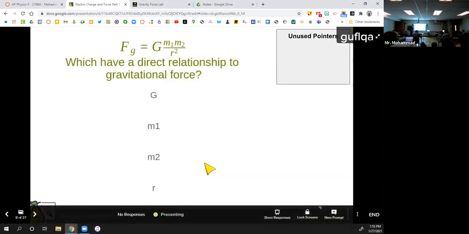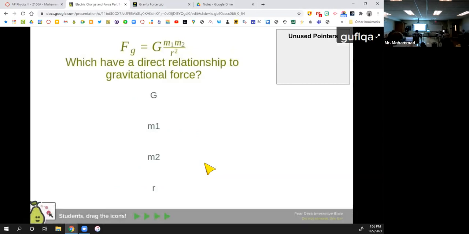So based on that formula, I'm going to put a minute on the board. Which of these factors have a direct relationship to gravitational force? So could you use your little arrows to point to which ones you would say have a direct relationship to gravitational force? So if they increase, gravitational force increases. And if you don't use, there's going to probably be some pointers you don't use.